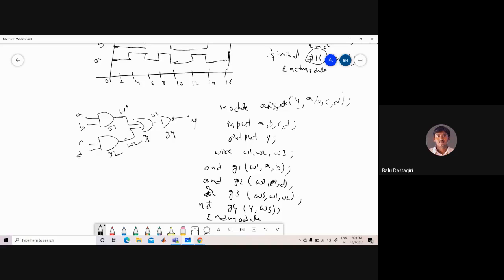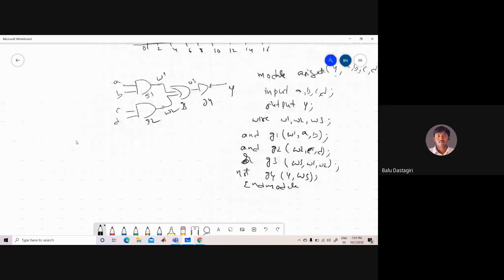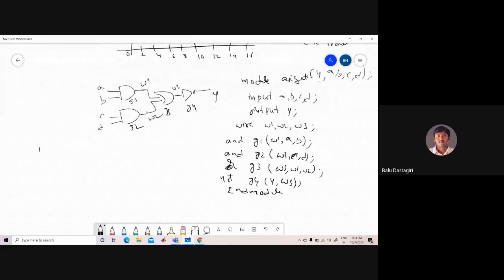So this is the program for this. Coming to the test bench, how to write the test bench here. The first thing is module. Test module name, so AOI test bench. After that, specify the inputs as registers: reg A, B, C, D, and declare the output as wire Y. Next, here you can instantiate your main module.